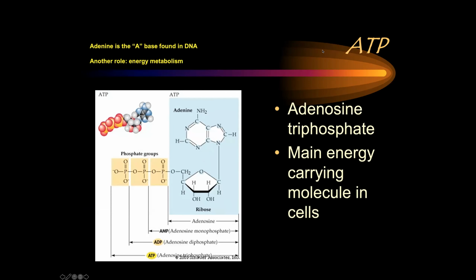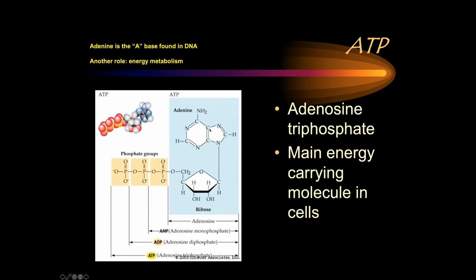Now we're going to talk about the energy molecule, ATP, adenosine triphosphate. Now we've run across this before. Adenine is the A base found in DNA. So adenine, adenosine are components of our genetic code. So that's one fundamental role that this molecule plays. But it has another critical role, and that is in energy metabolism.